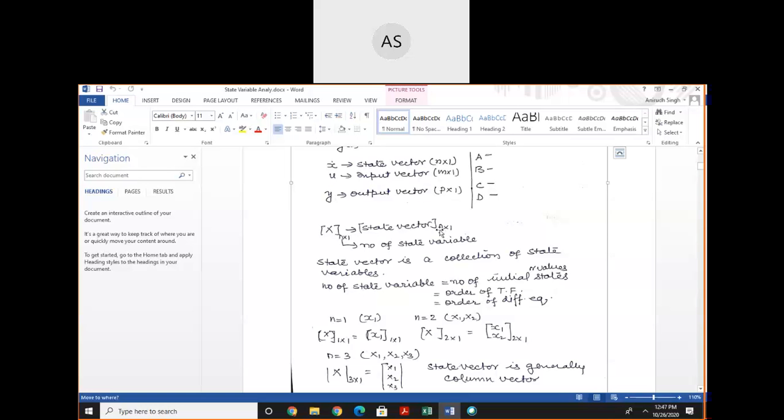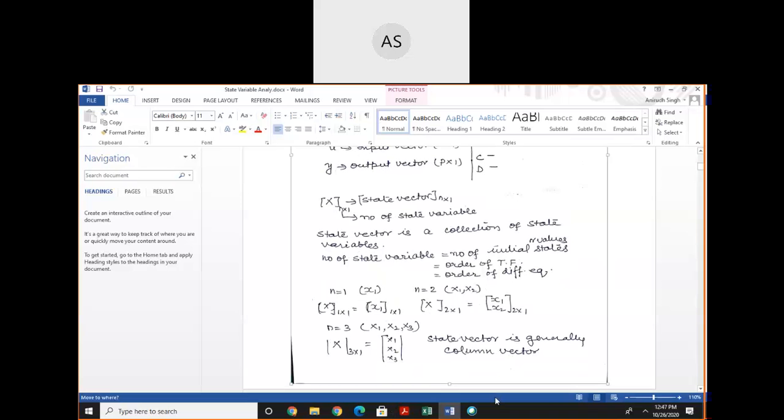Suppose that value of n is 1, means there is only one state variable, then we can write x is equal to x1, and order is 1 cross 1. When there are two variables x1 and x2, then the order is 2 cross 1, and we write x1, x2. If there are three variables x1, x2, x3, this state vector is written as x1, x2, x3. State vector is generally a column vector.